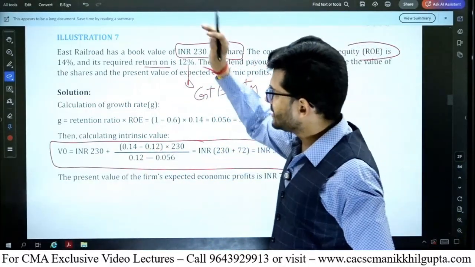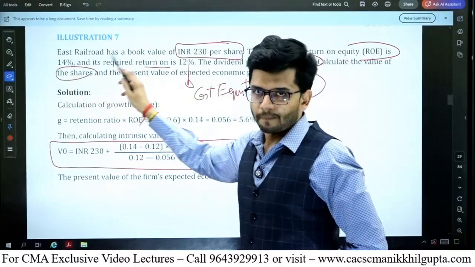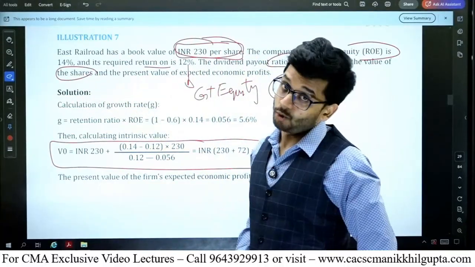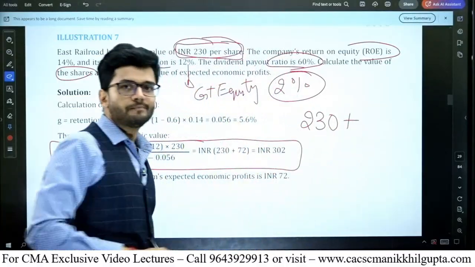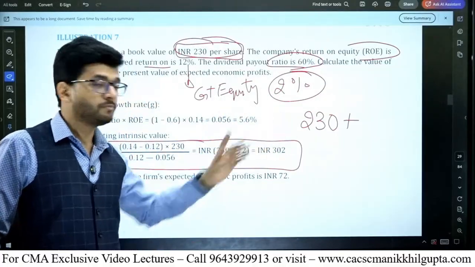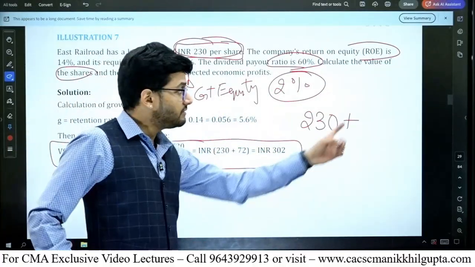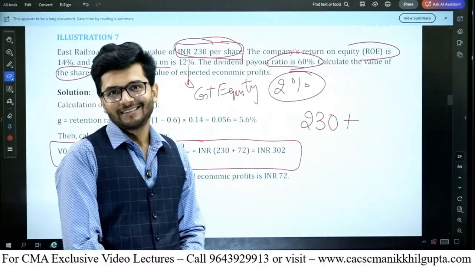Gordon's formula is, now please understand one very important thing. We need to find out the price of the share. Book value's price is already there, 230. Now what we do is, 230 is the book value of the share plus whatever income this particular share is going to generate in future on this book value, we are going to add the present value of that residual income, the future income also. We are going to add it, that's it.